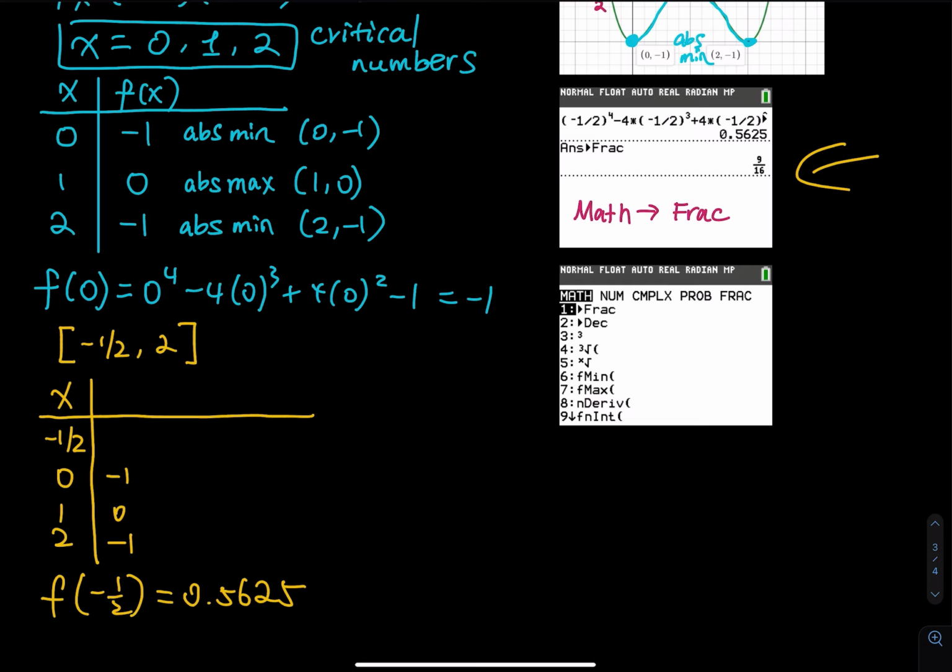All you have to do is hit the math key on your graphing calculator, TI-83, TI-84 Plus, and then select the first option, the fraction, FRAC. When you click FRAC, you will see the answer goes to fraction. That means you are asking your calculator to put the decimal to a fraction for you. As a result, you have 9/16.